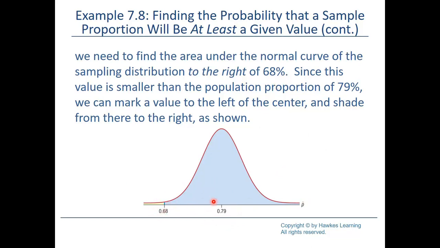So guys, if my answer is not bigger than 50%, because again, I'm shading everything from here to the right of it, because it has to be at least this or bigger. From here to here is 50%. So if my answer is not bigger than 50%, we've done something wrong.